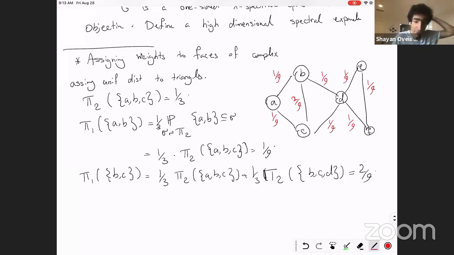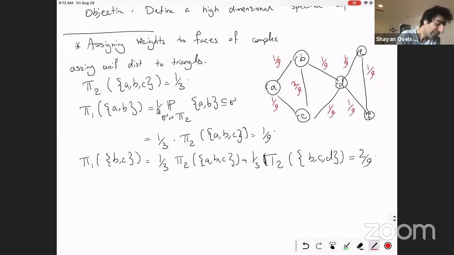The thing is, this operation I just did, you can do the reverse. Now let's say you have a distribution over edges, as I explained. You can get back a distribution over triangles. How would you do that? First, you choose an edge based on pi1, and then you choose a triangle conditioned on that edge.